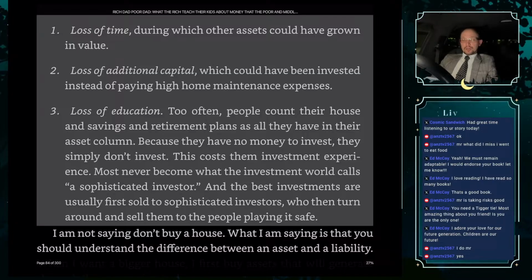And the third, loss of education. Too often people count their house and savings and retirement plans as all they have in their asset column. Because they have no money to invest, they simply don't invest. This costs them investment experience. Most never become what the investment world calls a sophisticated investor. And the best investments are usually first sold to sophisticated investors, who then turn around and sell them to the people playing it safe. And that's a third level of lost opportunity, which most people would never even figure out.